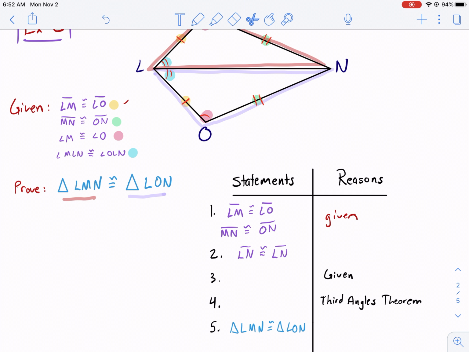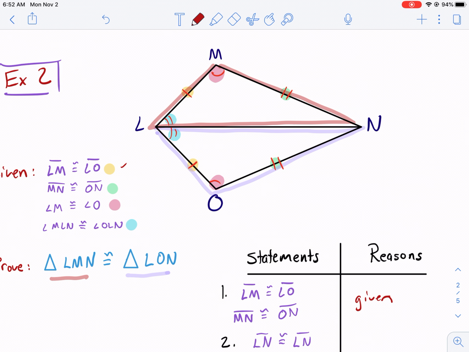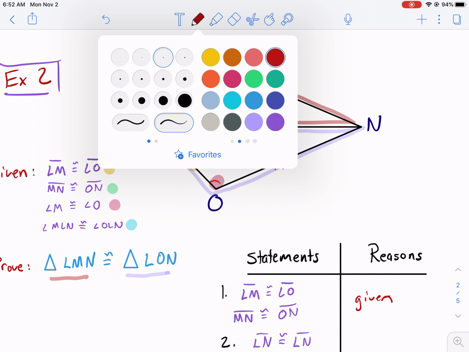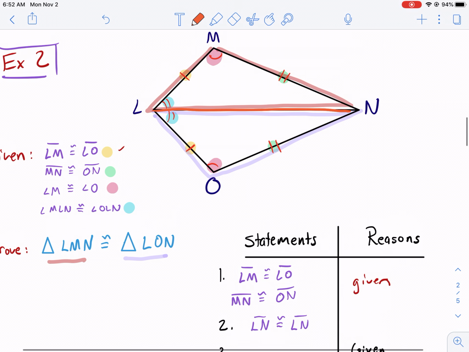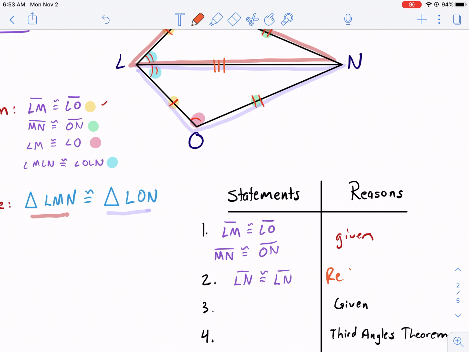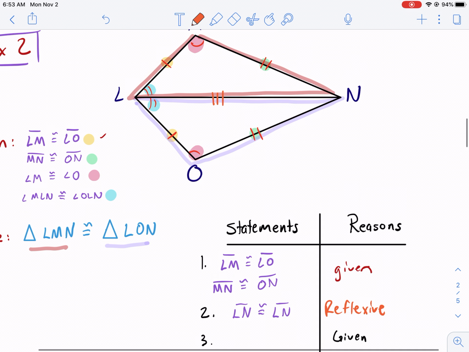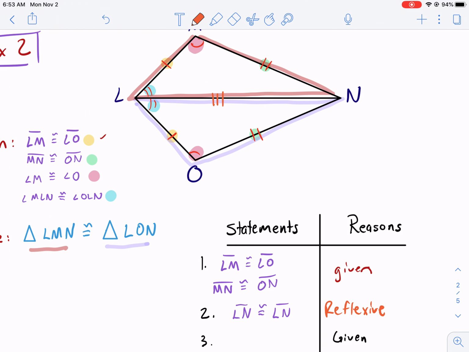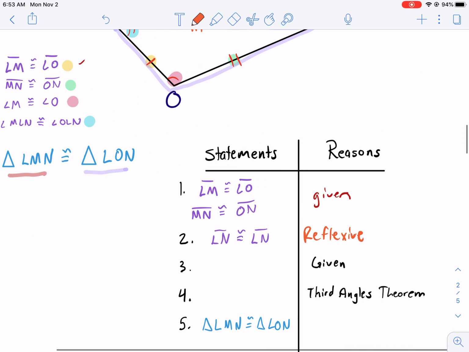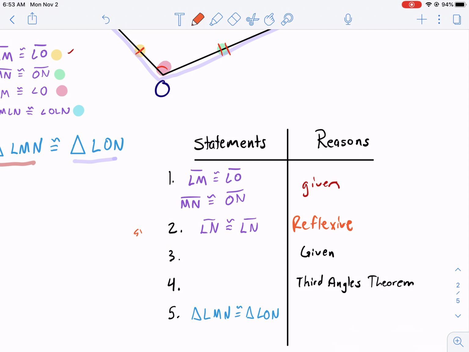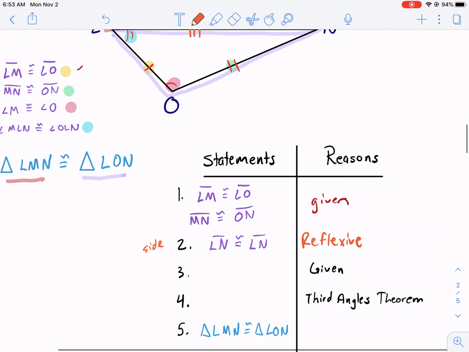LN is congruent to LN. Okay, where is LN? LN is this orange line here. How do we know that is congruent to itself? This is the long-awaited reflexive property. Okay? It's the same line. LN is the same line as itself. Obviously, reflexive, like let's look in the mirror. But because it's part of both the purple triangle and the red triangle, we have to list it as congruent for us to know that we have another side. So this was another side that we've established as congruent.